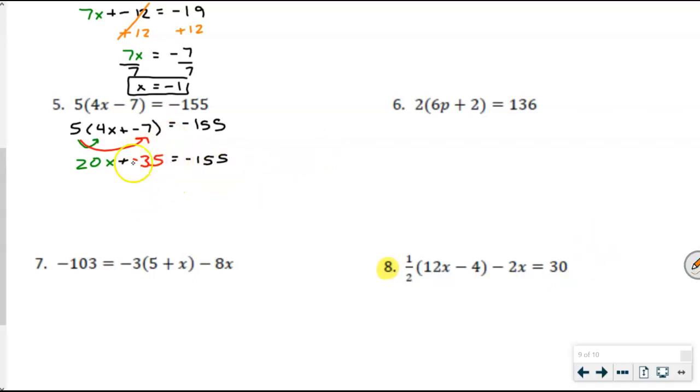Again, I've got some negatives here. I'm going to undo those negatives or zero out those negatives by having 35 positives. Balance it, same thing on the other side. And now I have 20 x tiles, which is equal to and balanced with -155 plus 35. Make sure you're careful with your negatives. And if you're careful with your negatives, you're going to get -120.